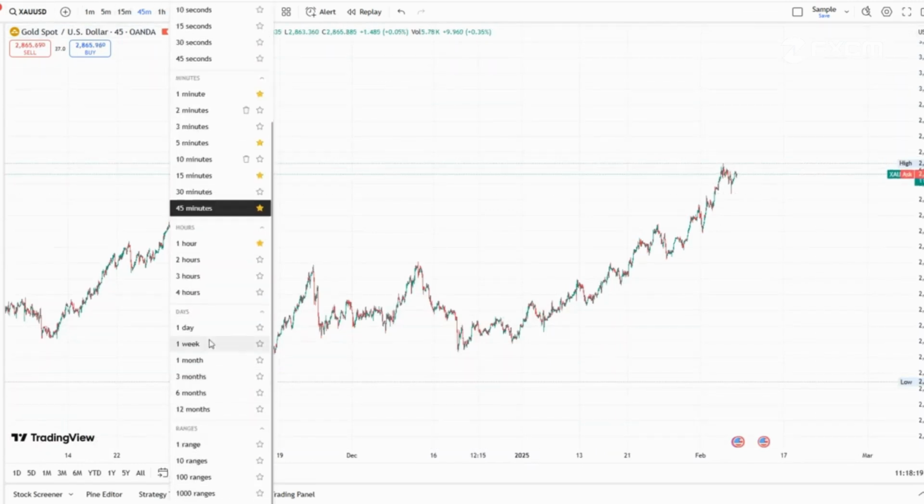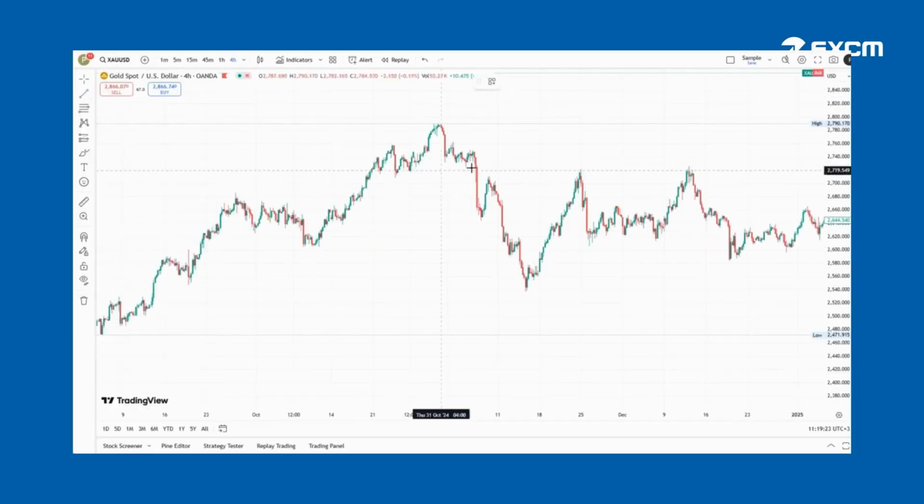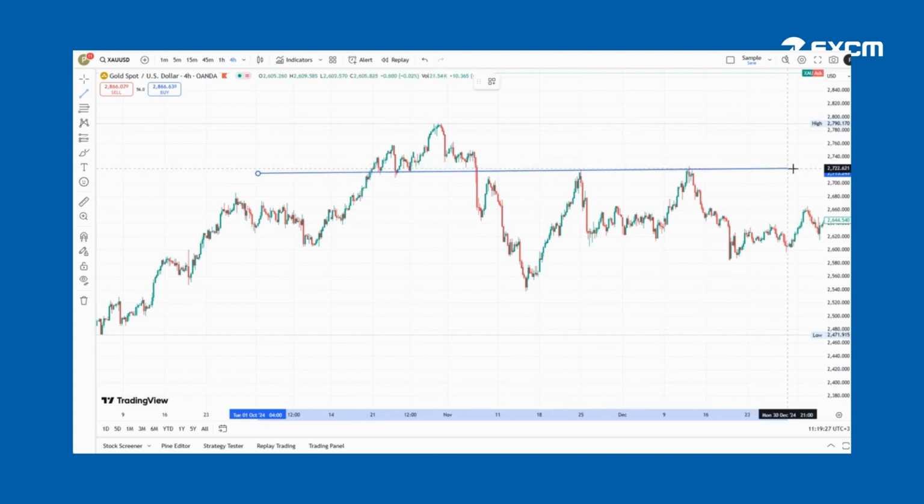2. Select the trend line tool. On the left-hand toolbar, click on the trend line tool, a diagonal line icon. You can also press Alt+T, the shortcut for drawing trend lines.